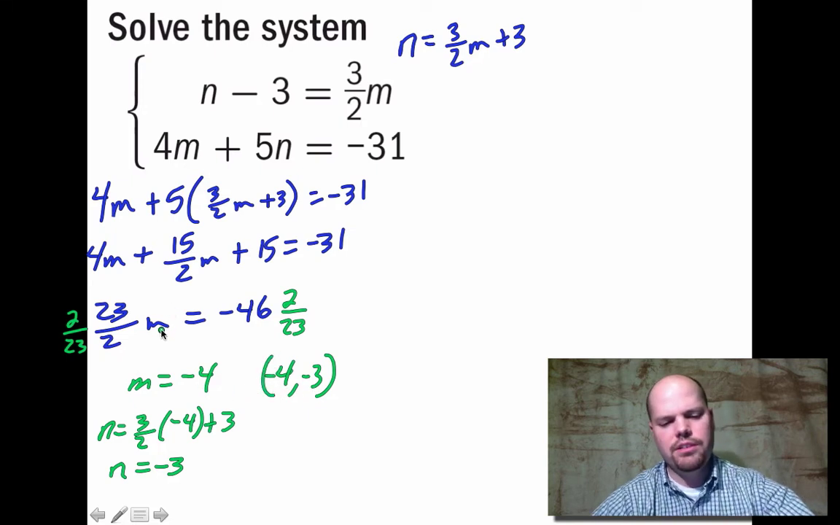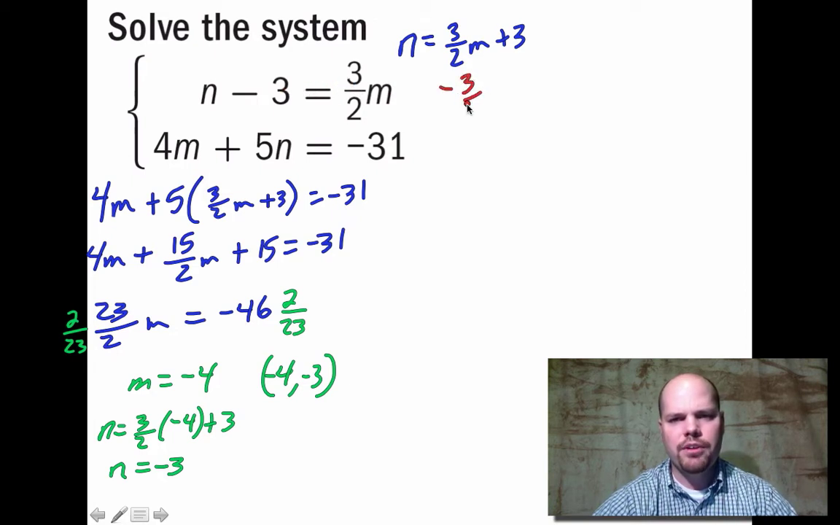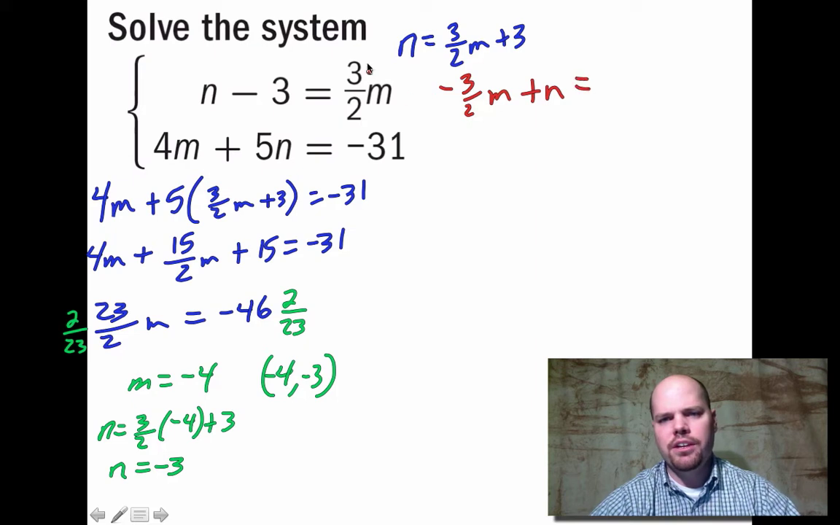Okay, now let's say you decided to go the route of rearranging this to use the multiplication and elimination method. Well, this one's set up well. It's in standard form: 4m plus 5n equals negative 31. The top one's the one we need to rearrange. So we'd subtract 3 halves m from both sides. Then we have a plus n. Then we'd have a minus 3, but I want to add 3 to both sides. Right now I have 0 over here because I've subtracted 3 halves m. So I need to add 3 to both sides.